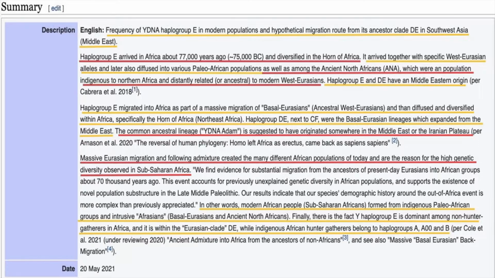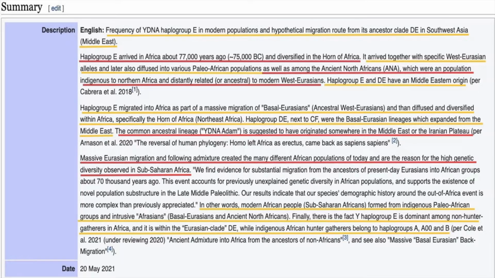In other words, modern African people, sub-Saharan Africans, formed from indigenous Paleo-African groups and intrinsic Afro-Sans, Basal Eurasians, and ancient North Africans. Finally, there is the fact why haplogroup E is dominant among non-hunter-gatherers in Africa, and it is within the Eurasian clade DE, while indigenous African hunter-gatherers belong to haplogroups A, A00, and B. So basically, to sum up this paper, Basal Eurasians brought haplogroup E into Africa.